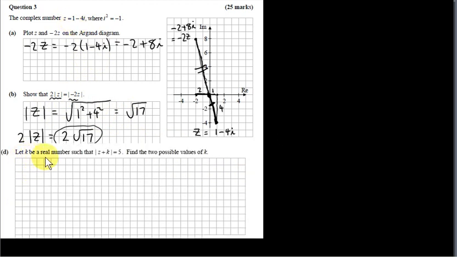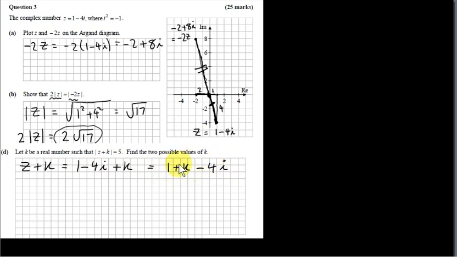Let k be a real number such that the modulus of z plus k equals 5. Find the two possible values of k. Let's just look at z plus k. We have z here, it's 1 minus 4i. We add on k. K is a real number, it doesn't involve i. So we can bring that k next to the 1.